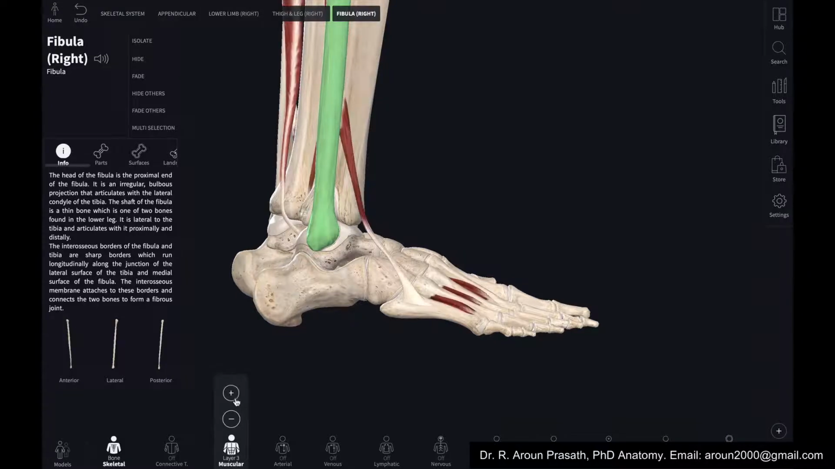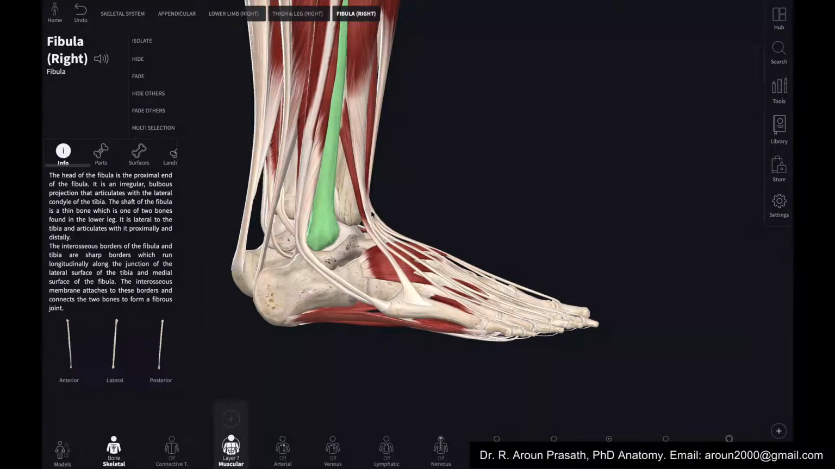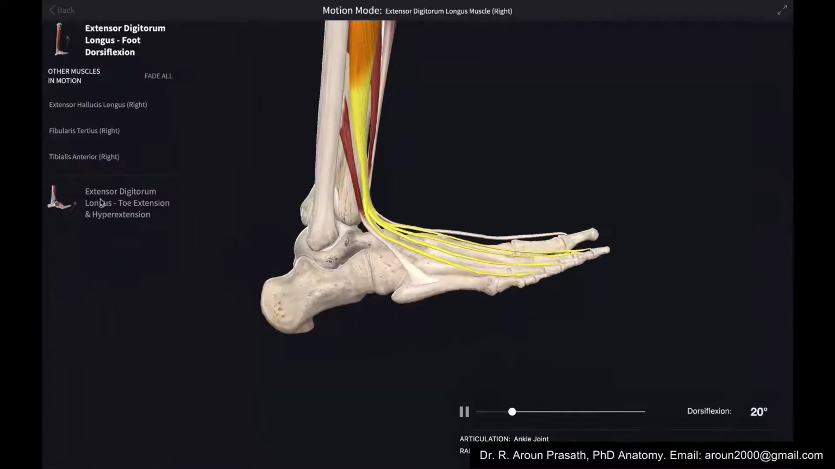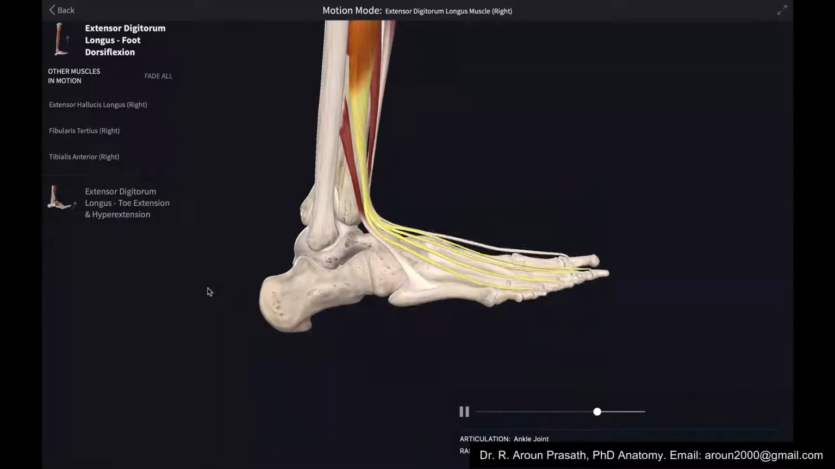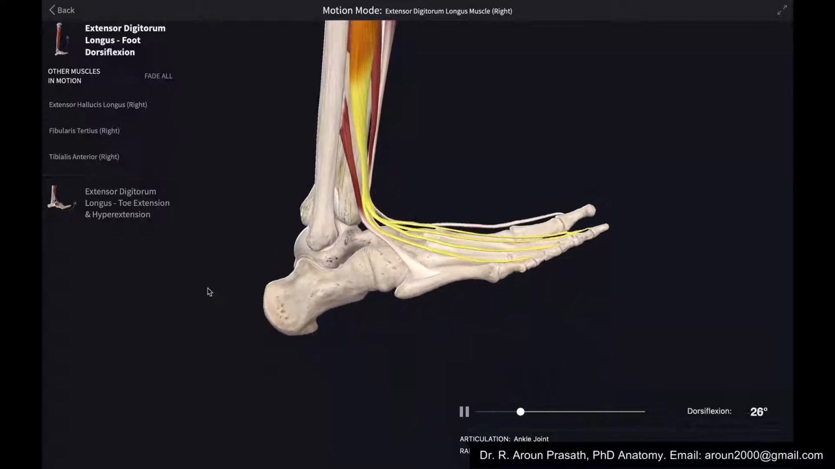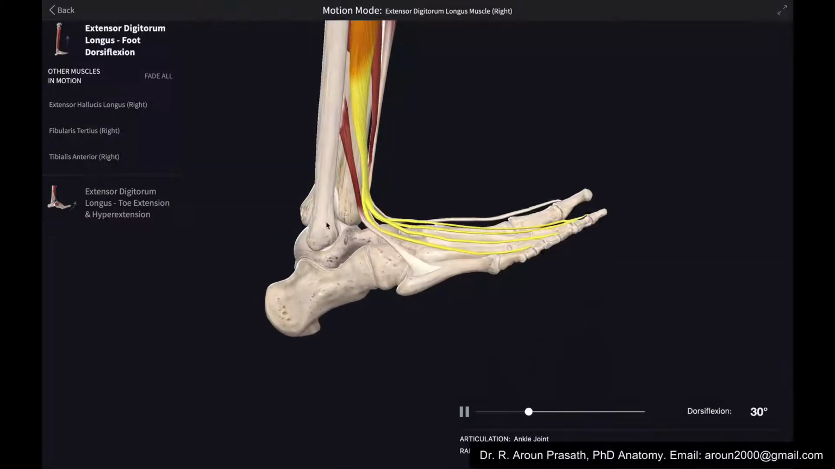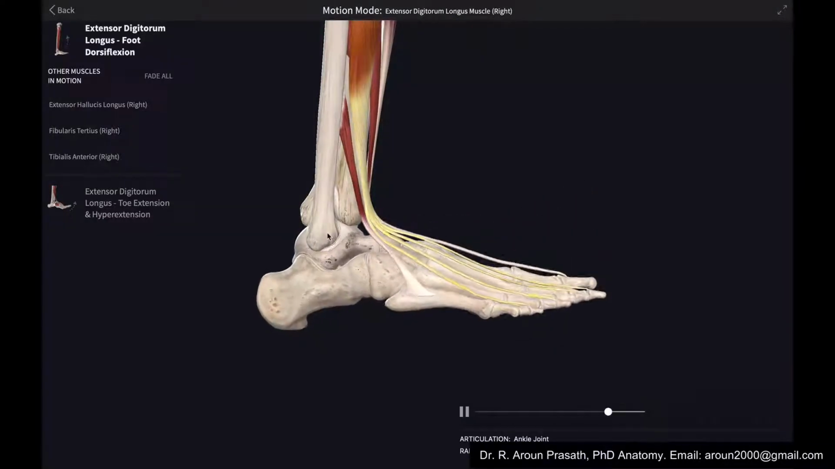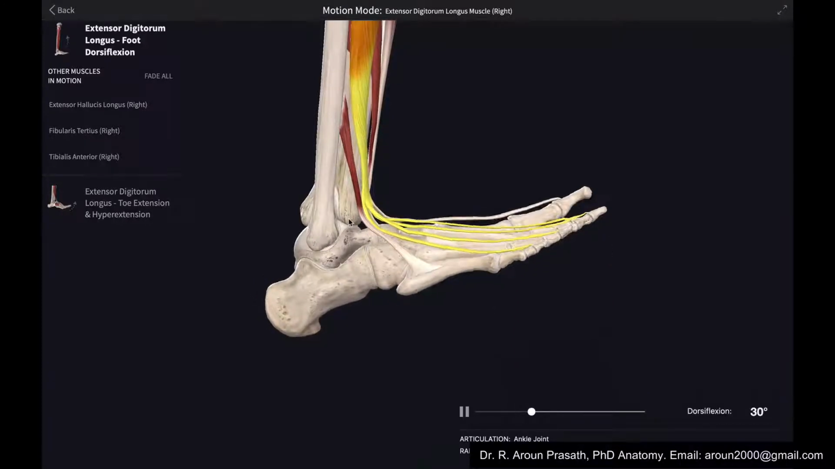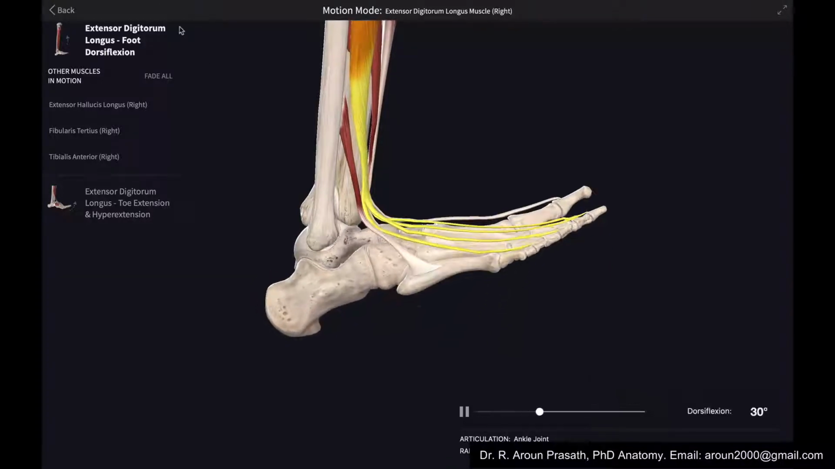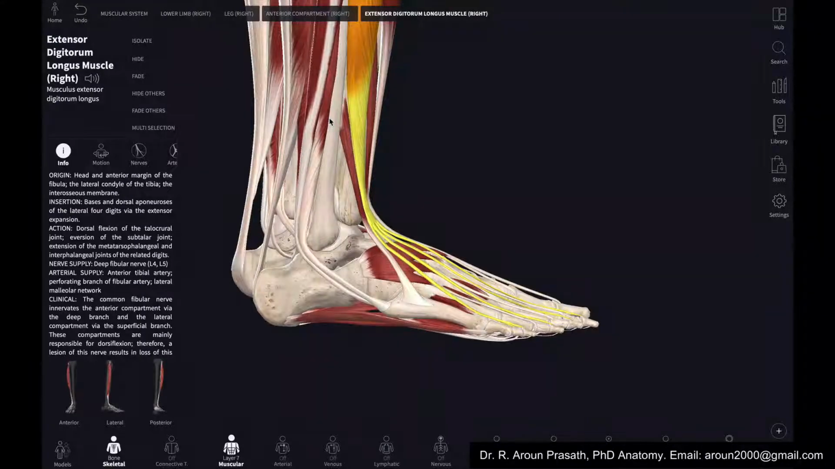Now I will demonstrate the dorsiflexion movement. This is the extensor digitorum longus muscle. If you look here, this movement is called dorsiflexion, which is around 20 to 30 degrees, and you can see the movement taking place between the talus, the fibula, and the base of the tibia. Then coming to plantar flexion, the plantar flexion is also called flexion. The dorsiflexion is also called extension.